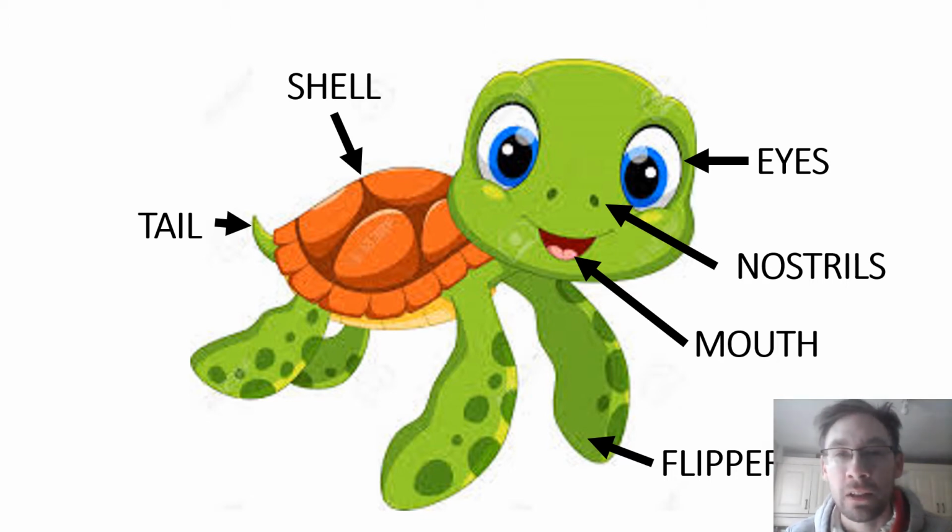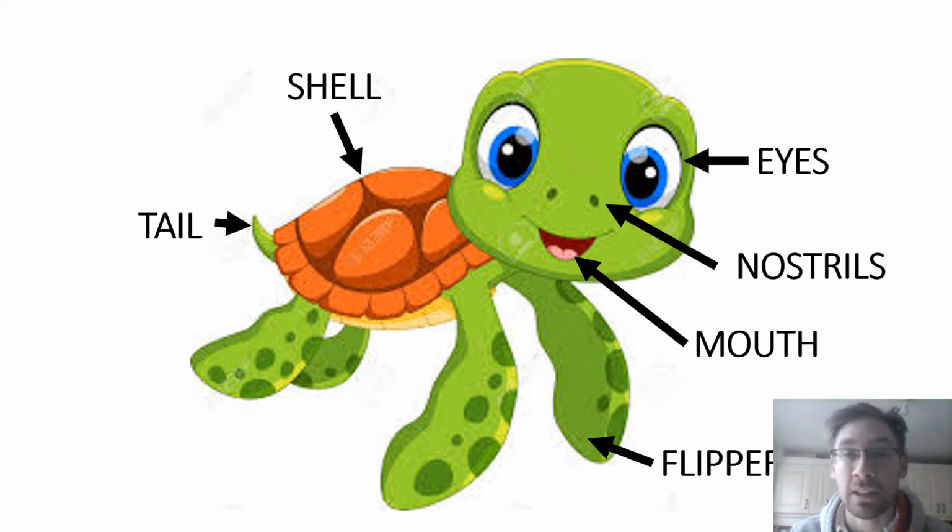Now the shell in a turtle has got a very special name. They call it a carapace. And that protects the turtle. The tail is a tiny little tail. It doesn't really do anything. It doesn't help them swim. It's just sort of there.